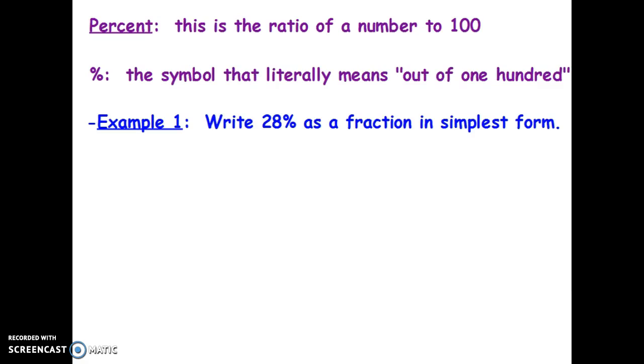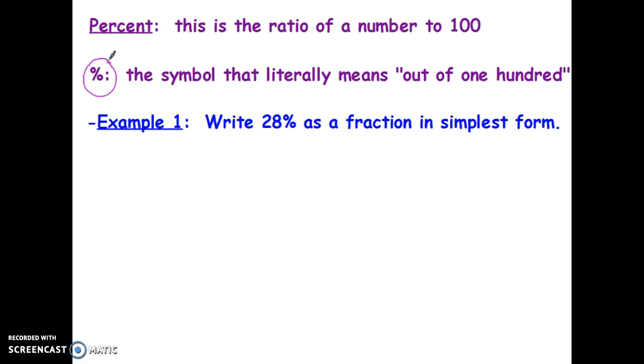We're going to review how to go between a fraction, a decimal, and a percent. All right, so now we need to know a percent is the ratio of a number to 100. And this is our percent sign, the symbol that literally means out of 100.